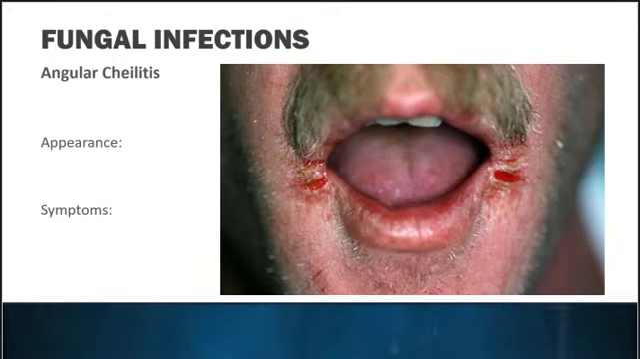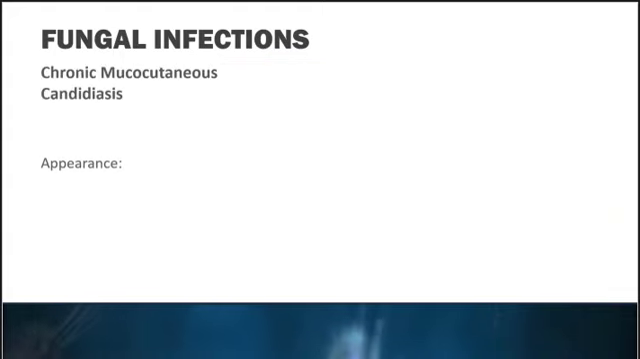So since fungi like to breed in dark, chronic wet environments, the corners of the mouth make for a great breeding ground. So anytime we see angular cheilitis, we have to think either this is a candida infection, a nutritional deficiency, or a combination of those two things.